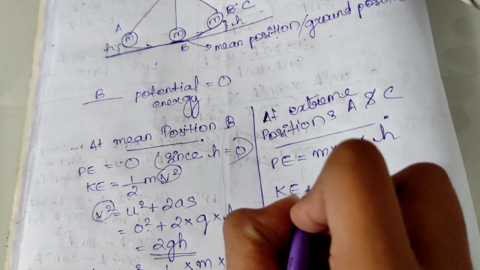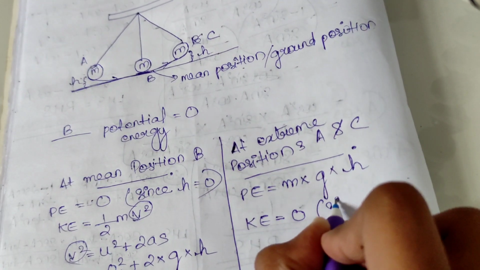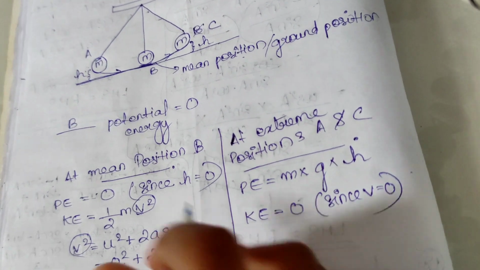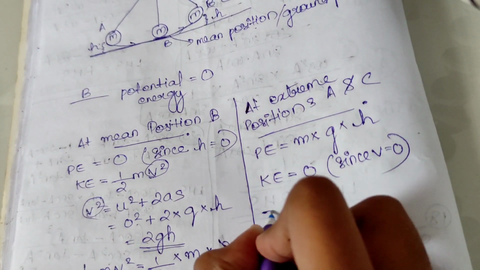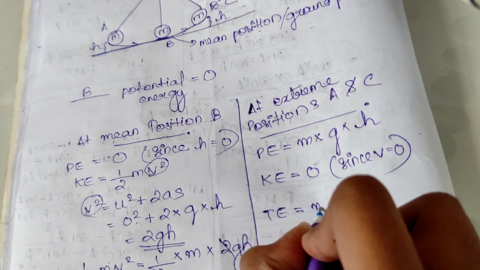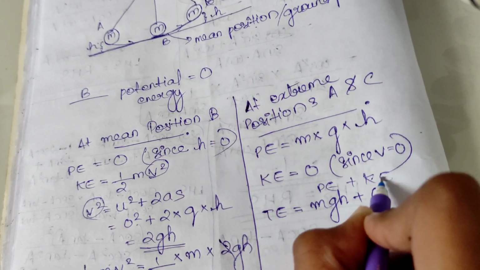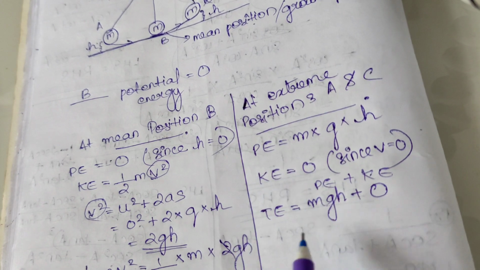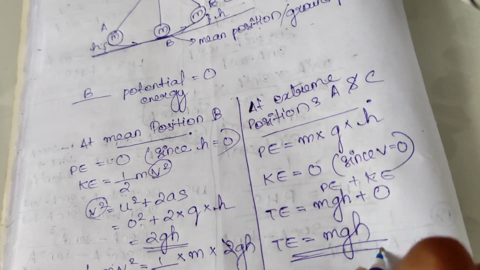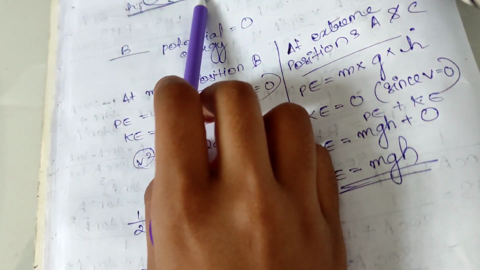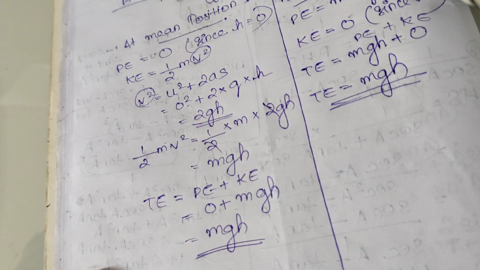And what is the kinetic energy? Kinetic energy is 0. Why? Since velocity is 0, kinetic energy is also 0. We don't have any velocity here, right? What is the total energy? Total energy means mgh plus 0, that is potential energy plus kinetic energy, where kinetic energy is 0 and potential energy is mgh. So we get total energy is equal to mgh. At mean position B and extreme positions A and C, the total energy is mgh.